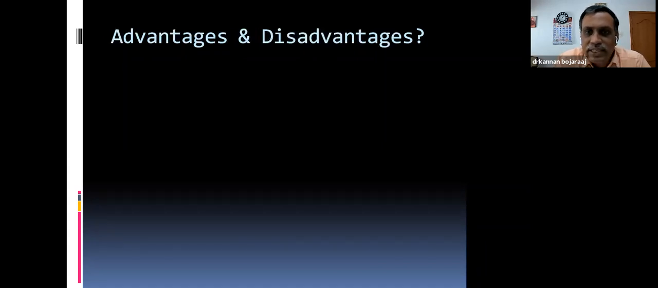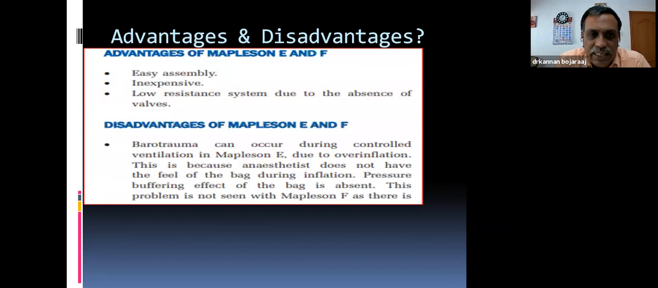What are the advantages and disadvantages of this Mapleson E and F system? It is a very easy assembly, light, portable, inexpensive, low resistance system. There are no valves. This is the question commonly asked by the examiner. And the disadvantages, which I told earlier: direct trauma occurring during controlled ventilation in Mapleson E due to overinflation, because the anesthetist doesn't have the feel of the bag in Mapleson E.